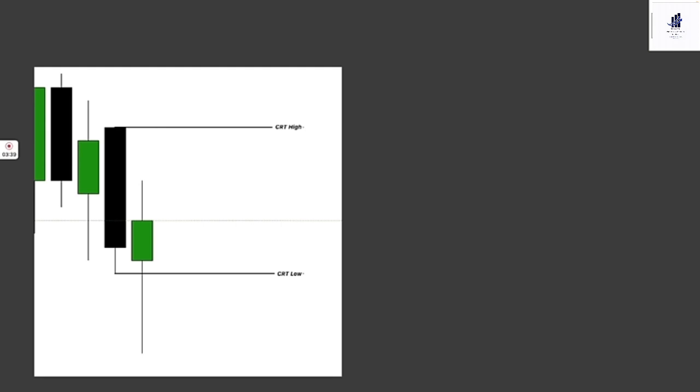Right here, we have a CRT high and low. The high and low of this candlestick right here. We swept the range low. Pause the video and tell me what's going to happen next.